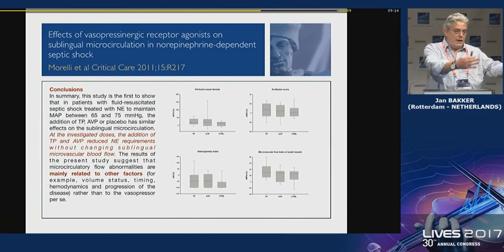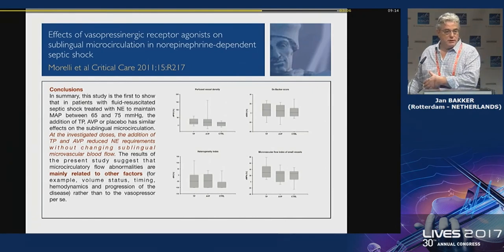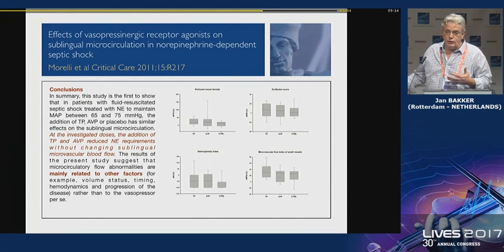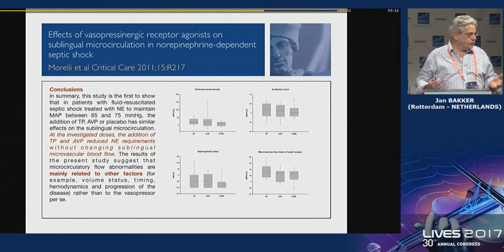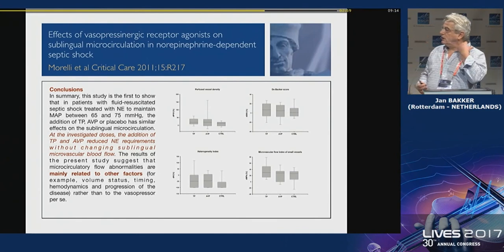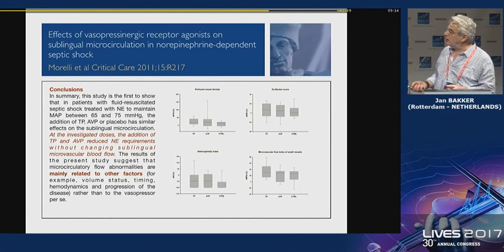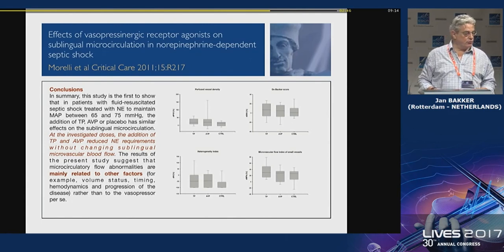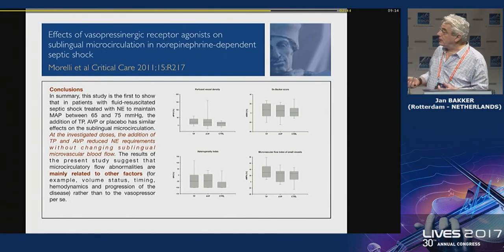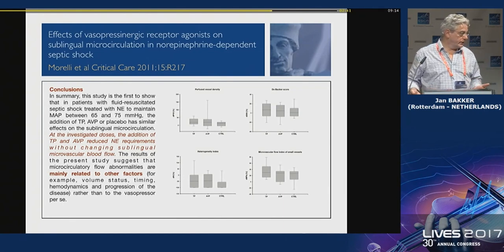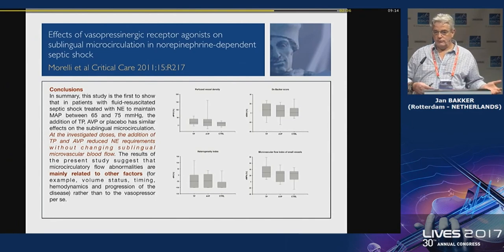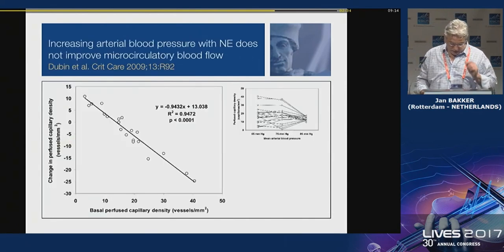Of course, if you add another vasopressor, you can decrease the original vasopressor. That's no news. Unless you are afraid about the adrenergic agents, then it's something else. But if you add vasopressin to norepinephrine, then of course you can decrease your norepinephrine. But replacing one with the other in this study of Morelli did not change the microcirculation. But remember that in most of the patients, the microcirculation was already normal. So if you already have a normal microcirculation and you replace one vasopressor with the other, that's not a huge effect.